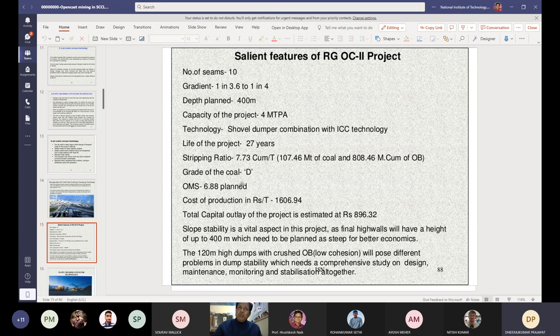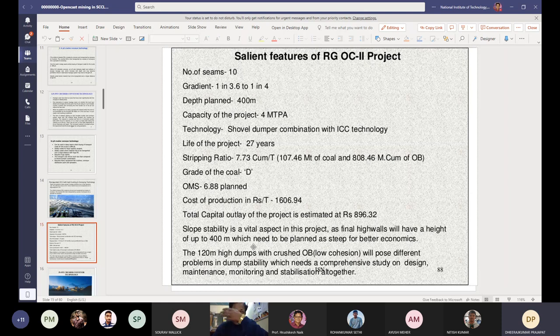How many people are employed in the mines? On the basis of that, you calculate the OMS, output per man per shift. Whenever we discuss the problems and solutions, at that time I'll explain how to calculate the output per man per shift. In this mine, it is 6.88 tons.